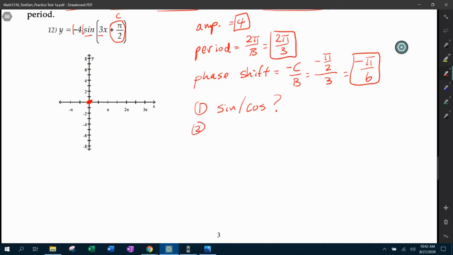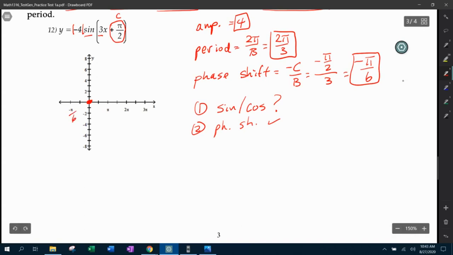If it would have been a cosine, then we would start at the number in front, and so our dot would be at -4 to start if it was cosine. But it's not, it's a sine. Step number 2 is the phase shift. We do have a phase shift. It is negative pi over 6. And so that means that our first dot is going to shift to the left negative pi over 6.